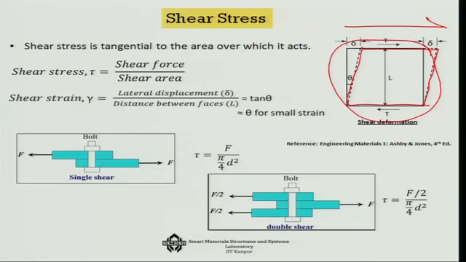So, that type of resistance is measured in terms of shear stress, where it is the shearing force over the area over which the shearing is happening. And the shear strain in this case is the lateral displacement, that is delta, over the distance between the two faces. That is what is L. So, that is the distance between the two faces. You may also express it as tan theta.